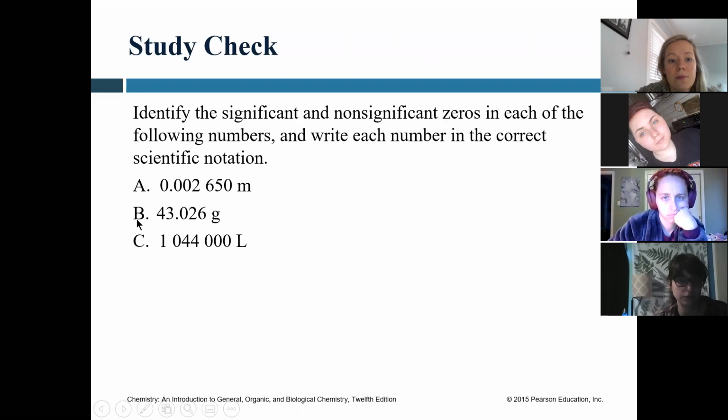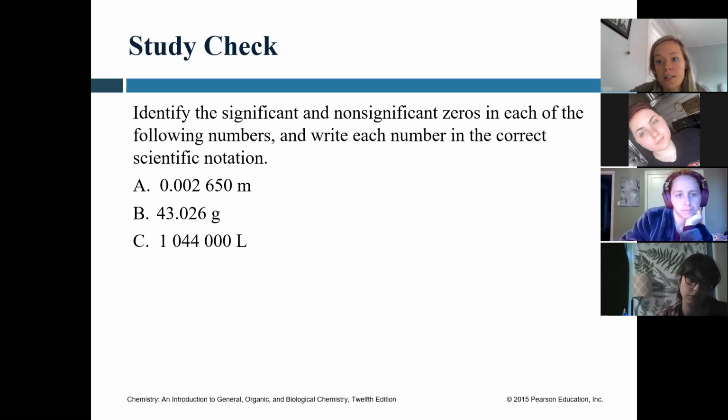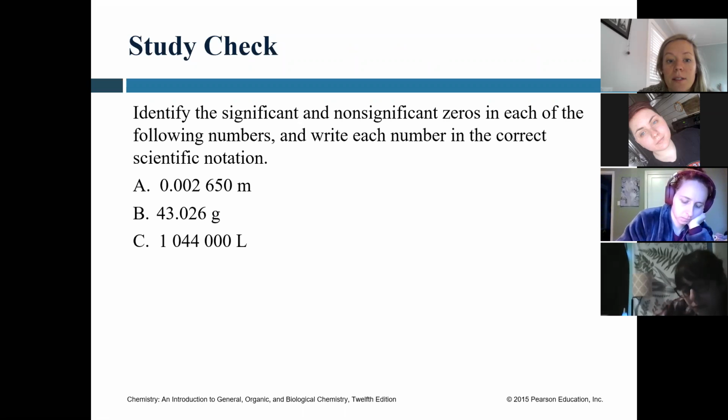So look at these 3 numbers. I want you to tell me how many significant figures each of those have. First one is 0.002650. Next one is 43.026. That last one is 1,044,000. There are units on those as well, but those don't matter quite as much with the significance.